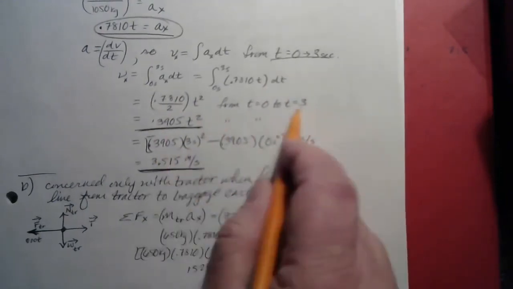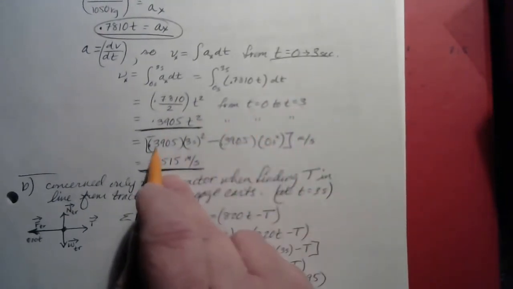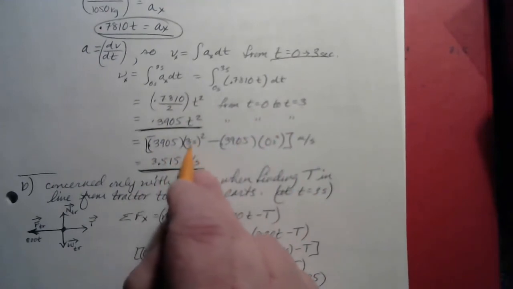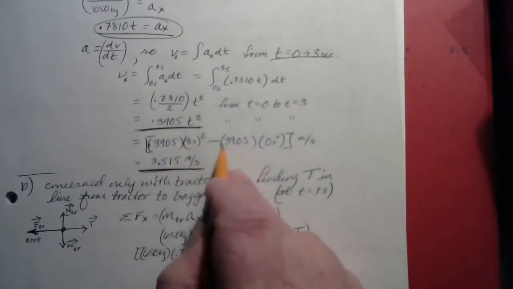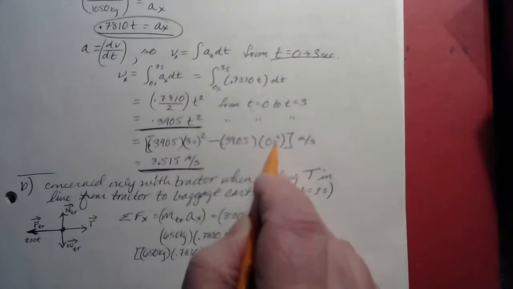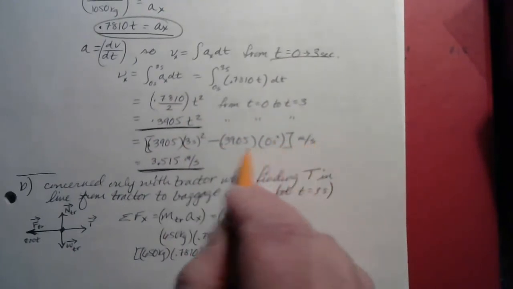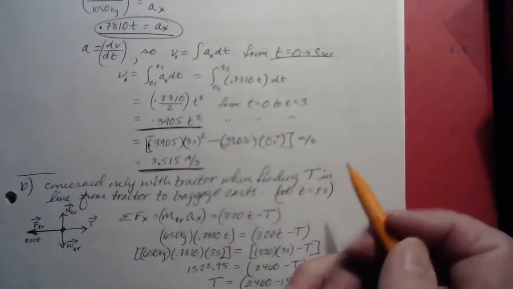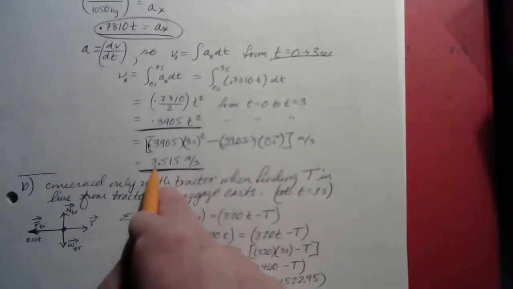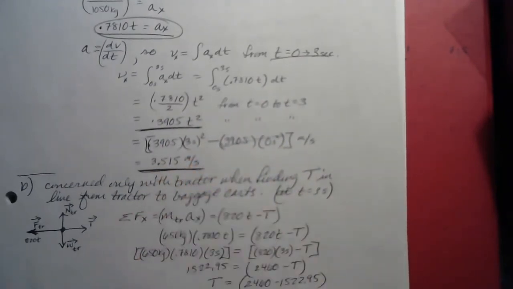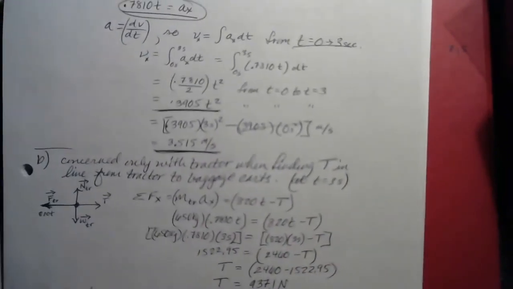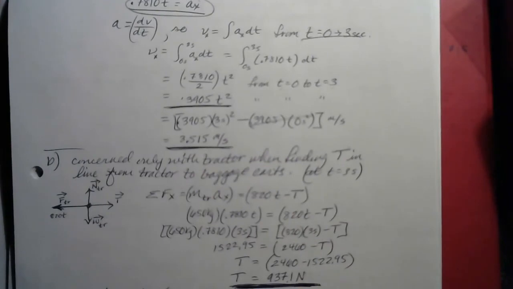So what we do is we take the final minus initial. That's 0.3905 times 3 seconds squared minus 0.3905 times 0 seconds squared, which of course is 0. And that ends up being 3.515 meters per second. So that was a bit of a way to go for that, but we succeeded. We did find the velocity.